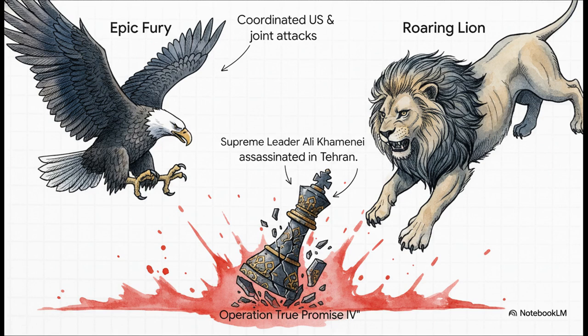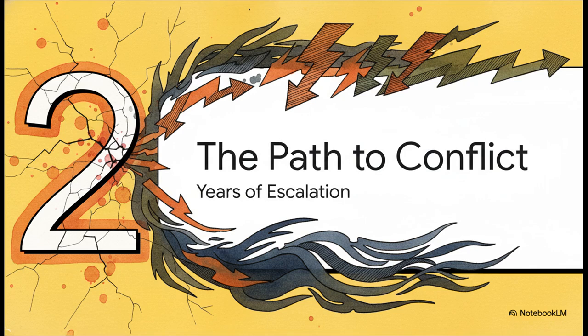And that response came quick, codenamed Operation True Promise IV. That IV basically telling the world this was the next chapter in an ongoing fight, and it was going to be on a whole different level. So how on earth did we get here? Right, this didn't just happen overnight. This was really the result of years and years of tension just building and building.